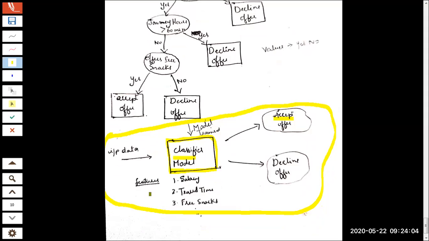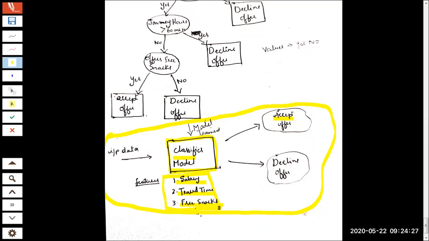So obviously these are the features. The first and primary feature is salary. Okay, salary is the fundamental feature. Also location, travel time, and facilities that are available to you in that particular company. So here it has been marked as free snacks. Okay. So these are the deciding factors which will help decide whether the job offer should be accepted or not.